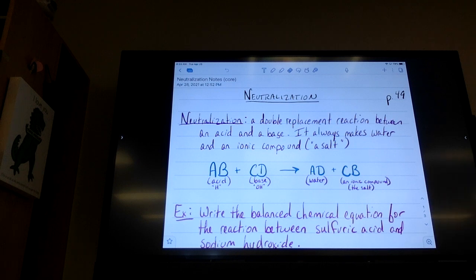All right. These three things are bases. What do they all have in common? Hydroxide. So all bases have hydroxide.